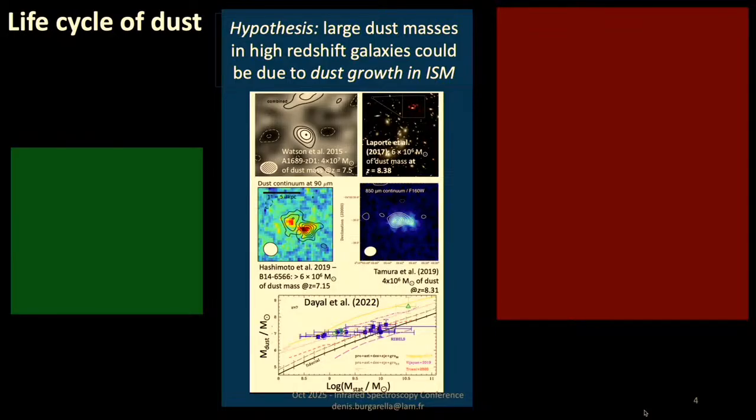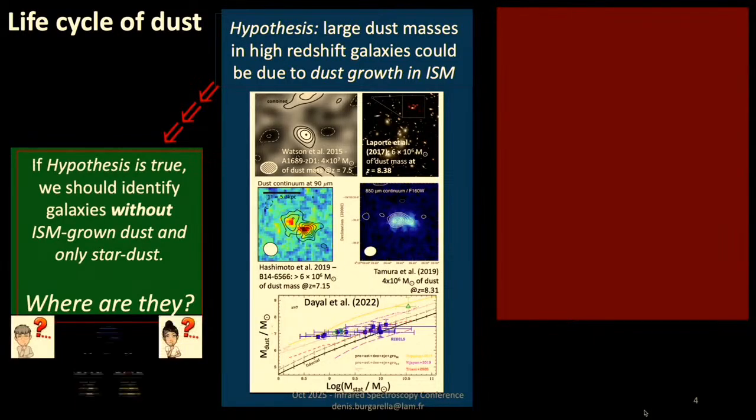Well, this is not the topic of this, but usually dust growth is one of the assumed culprits. And well, let's assume it's a good explanation. The point is, if this hypothesis is true, we should identify a galaxy without ISM-grown dust and only stardust. And we can wonder where are they. So far, we didn't have trustable stardust galaxies, and that's why we are very interested in JWST, because it provides new information.